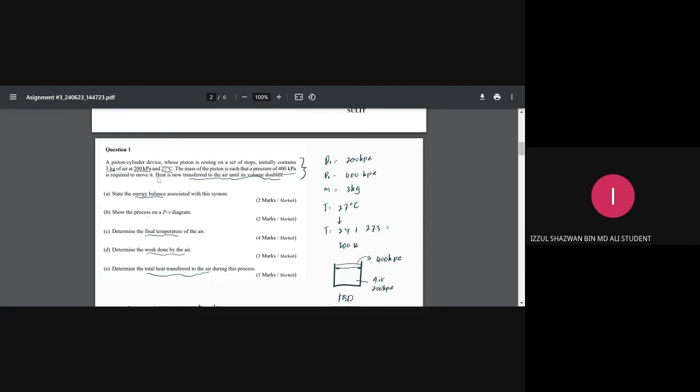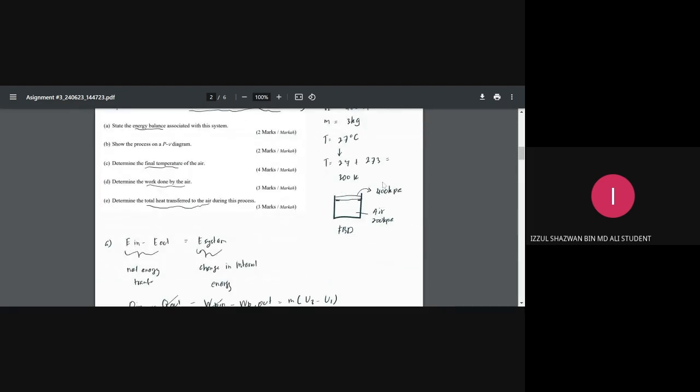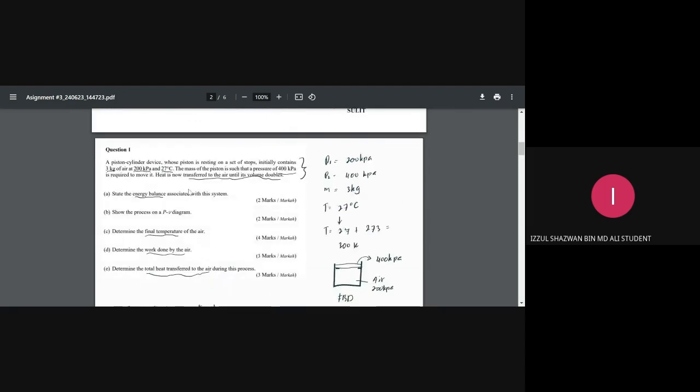Now, first and foremost, we will bring out every piece of information given in this paragraph, which is P1, P2, mass, and temperature in degrees Celsius, so we add 273 to convert to Kelvin, and we will draw the free body diagram.